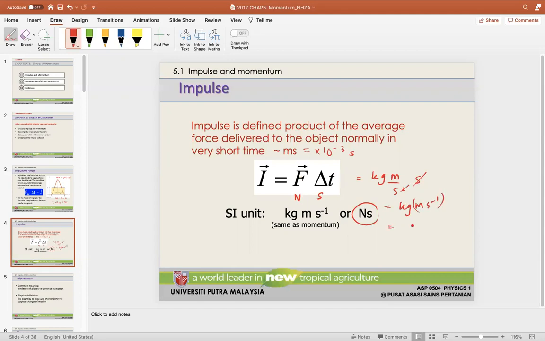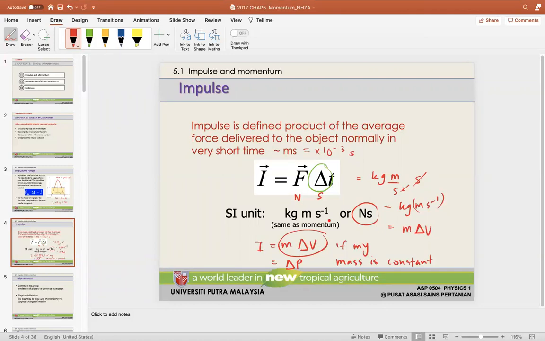Kilogram meter per second is just mass times velocity, right? But I told you before, if we have a delta, we cannot simply remove it because delta means a change. So if my mass is constant, that change is given by the velocity, delta V. So impulse is also mass times the change in velocity if my mass is constant. Okay? And we have seen this before. This is momentum. P equals mv. The change in velocity gives us the change in momentum.